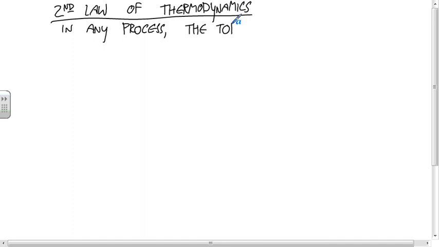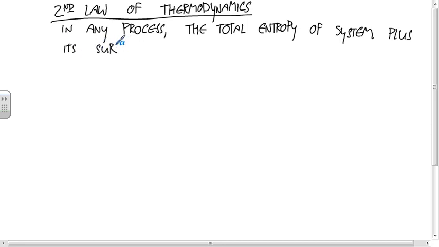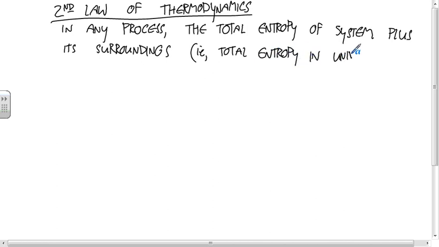the total entropy of the system plus its surroundings, in other words, the total entropy in the universe, increases.